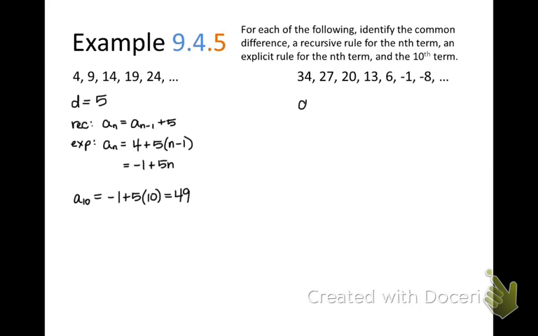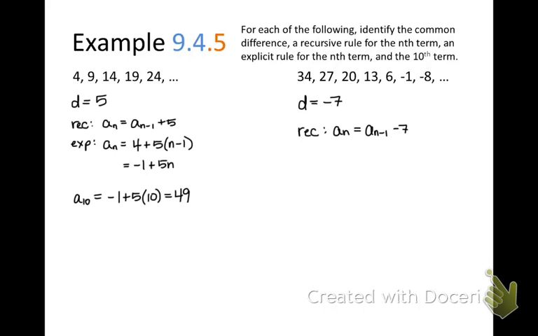What's your common difference here? Negative 7, right? What's your explicit formula for a sub n? I'm sorry, yeah, let's do recursive. Sorry, that's what I meant to do. So, recursive for a sub n. Okay, so a sub n recursively is going to be a sub n minus 1 and then minus 7, as easy as that.